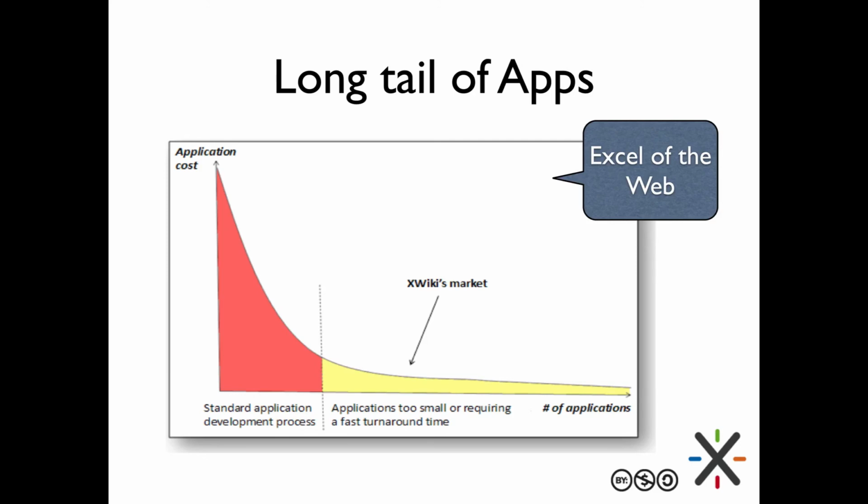So this is why we call XWiki the Excel of the web, because Excel is a very versatile tool that we've all used with the macros, etc. But so XWiki is really the Excel of the web, in the sense that with it you're able to do the same thing that Excel was doing with data, but this time with web applications.